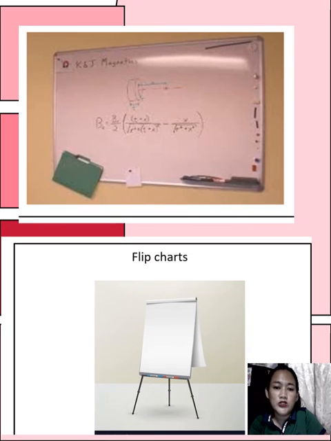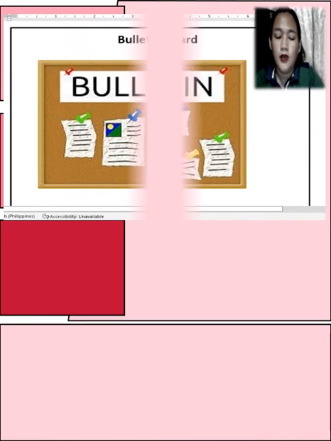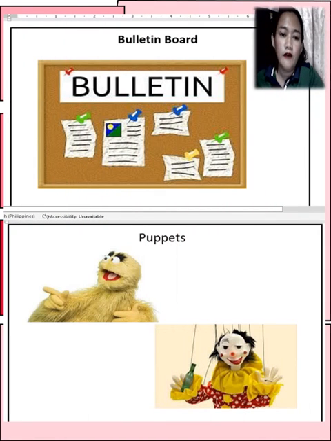Picture 1 shows a whiteboard and picture 2 shows the flip chart. On picture number 1, we have a bulletin board. In a bulletin board, we post our announcements or other information. And picture number 2 shows the image of a puppet. So puppets are used for role-playing or for interactive learning to motivate learners.